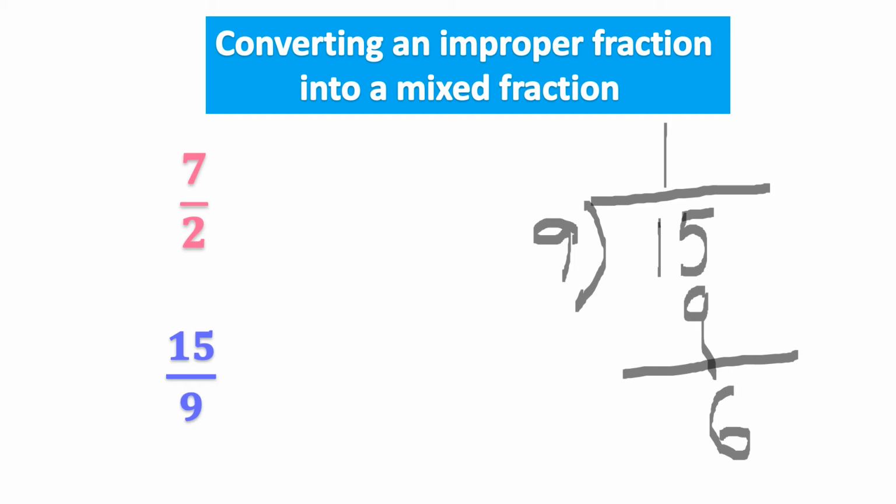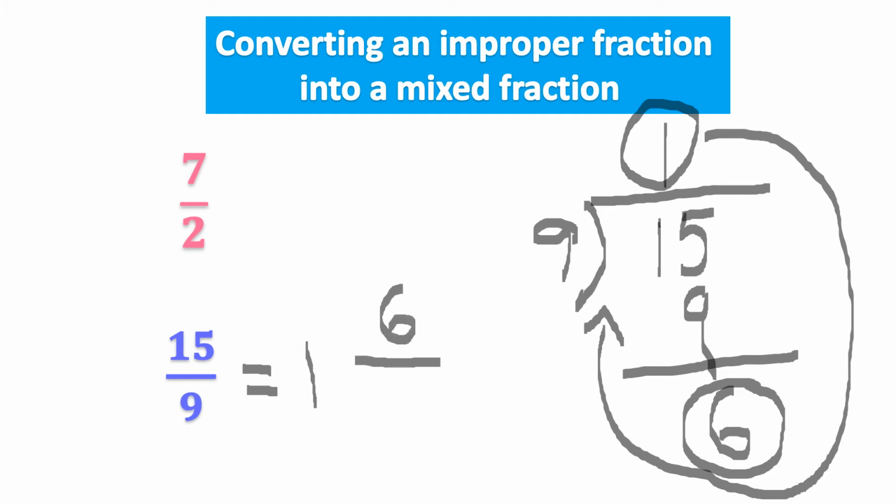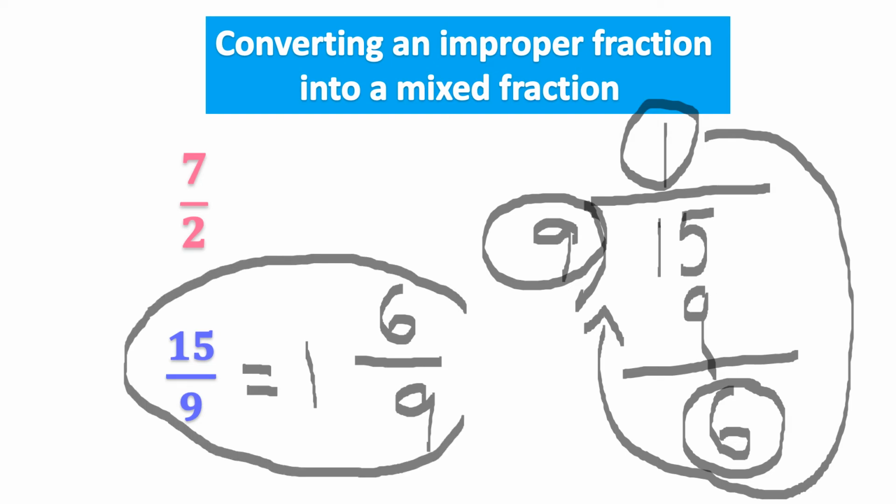And what do I do? I go in this direction. Which direction? This direction. So what number do I write first? I write 1, then I write 6, right? First I write 1, then I write 6. Then below I have to write the last number, which is 9. So can you see 1 6 by 9? So this is how you convert an improper fraction into a mixed fraction.